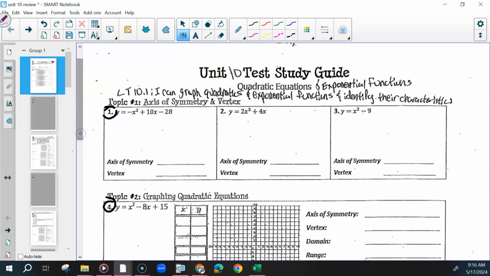So in number 1, we have to find the axis of symmetry and the vertex. We need to remember how to find that using our equation x equals negative b over 2a. This is the equation of the axis of symmetry. Remember that this is in standard form. The number before x squared is a, the number before x is b, and your constant is c.